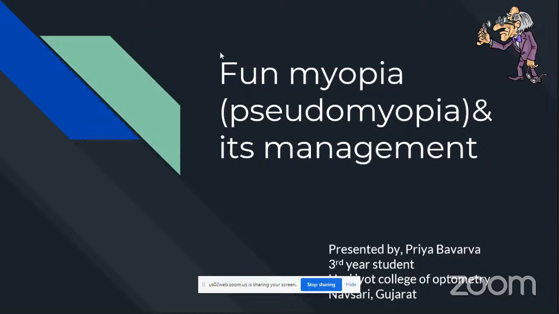Before starting the session, let me introduce today's speaker, Ms. Bavarva. She is a third year student of Bachelor of Optometry from Jyot College of Optometry, Navsari, Gujarat. She will be presenting on pseudomyopia and its management. On behalf of the ForOptom team, I welcome you, Priya. Over to you now.